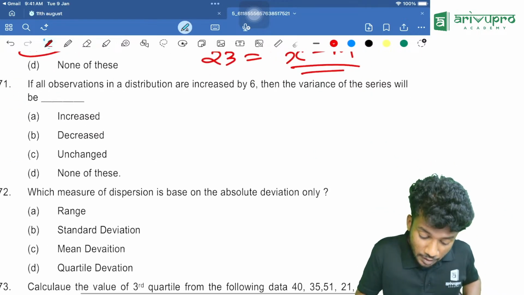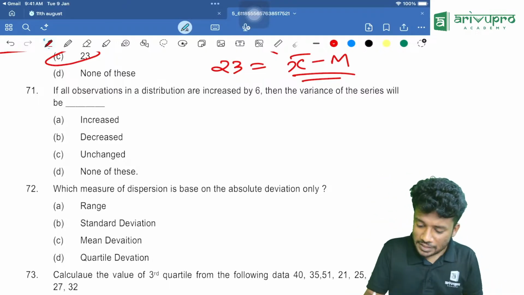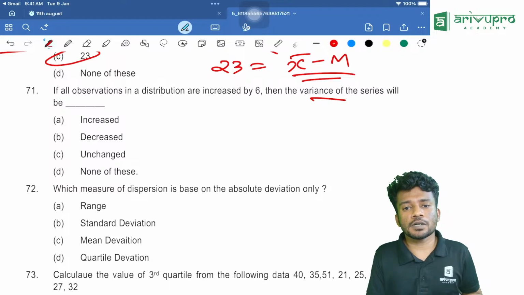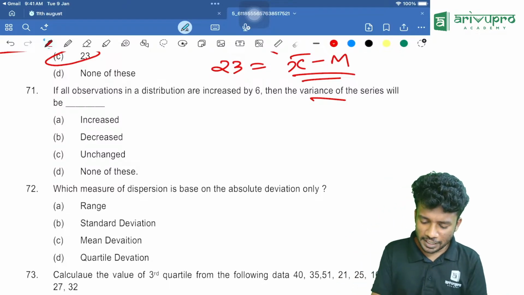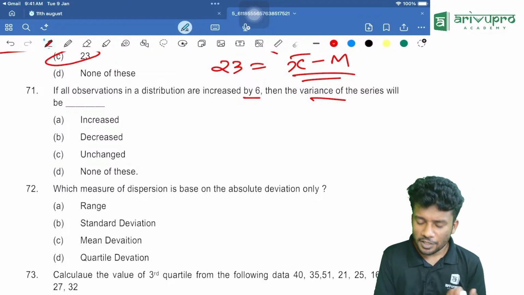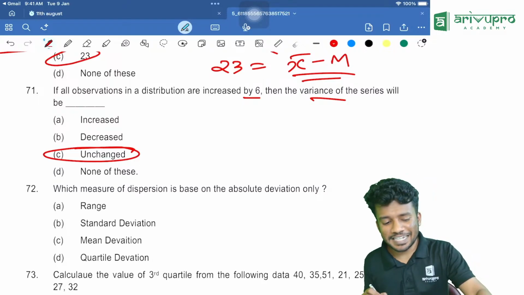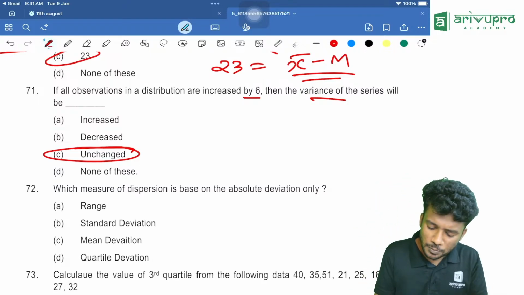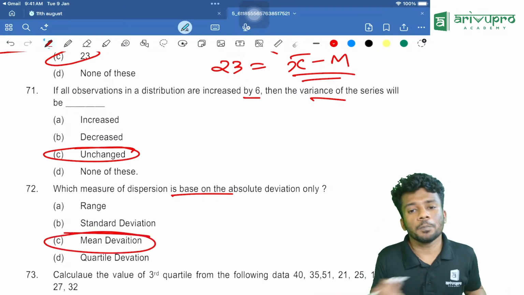Next one. If all the observations in the distribution are increased by 6, then the variance is increased by how much? Is variance affected by change of origin? Increased by 6 means change of origin only, right? No, it is not affected, so it will be unchanged. Option C is your answer. Now, which measure of dispersion is based on absolute deviation? The answer is mean deviation.